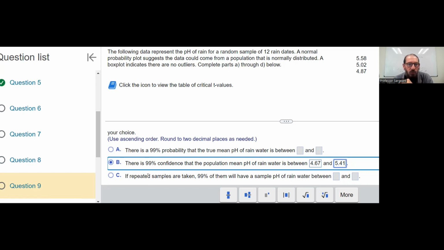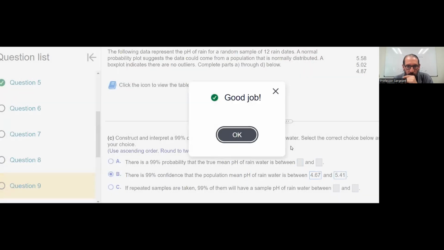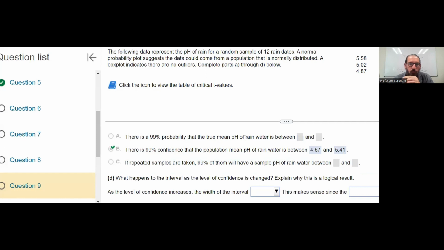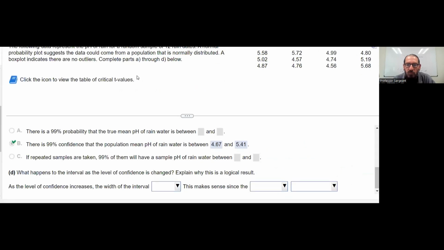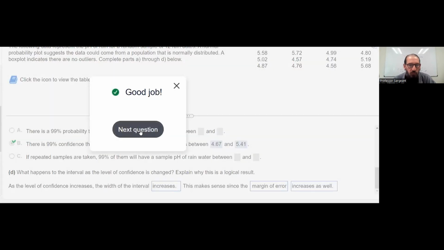If you talk about a longer version of an interpretation, then you start talking about repeated samples. But that would be about how many of the confidence intervals capture mu. Not this particular one. So as the level of confidence increased, the width of the interval increased. This makes sense because the margin of error is increased as well. That was because t was larger.